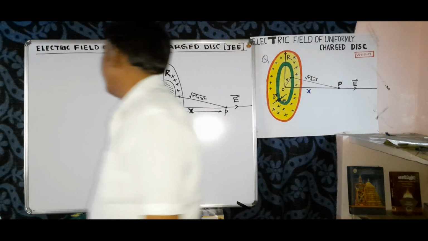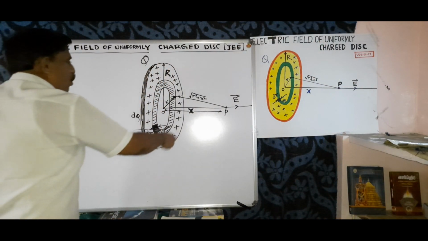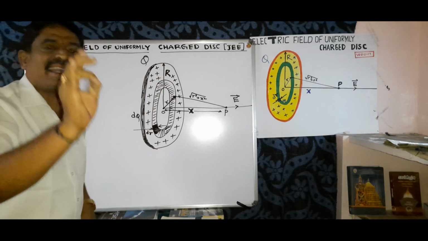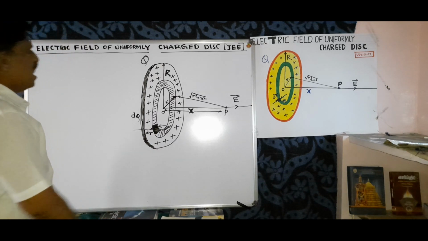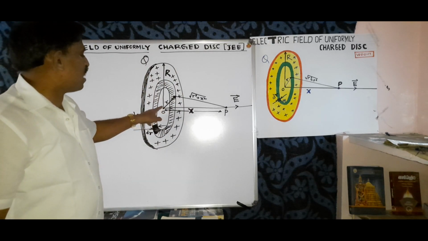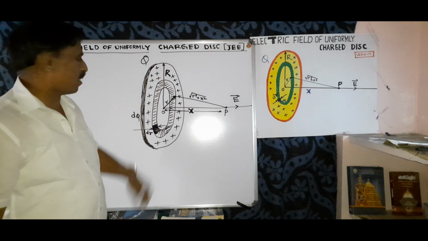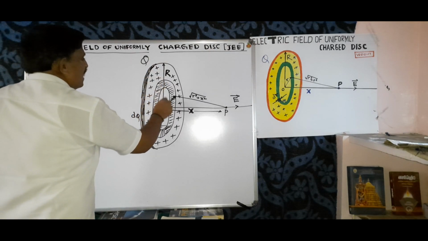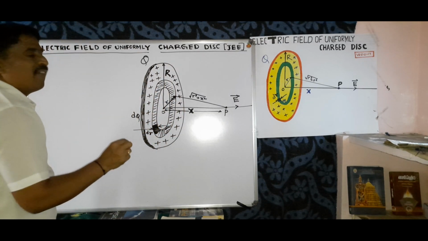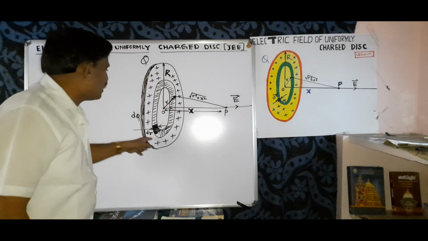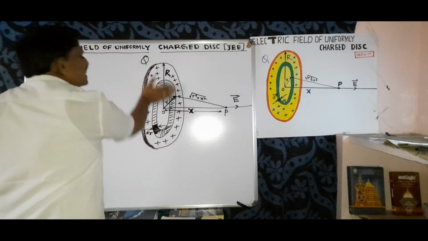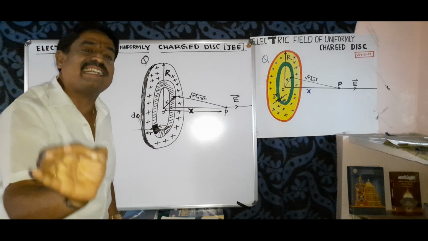Now, let us consider a uniformly charged disk. Charge is distributed equally at all points in all areas. The total charge is capital Q. The radius of the disk is capital R. This total disk is divided into small rings with the center O. This is one ring. It is another ring. Now this disk is a combination of concentric rings.